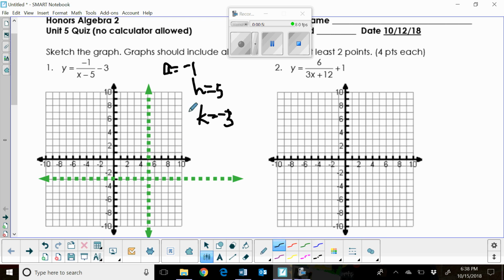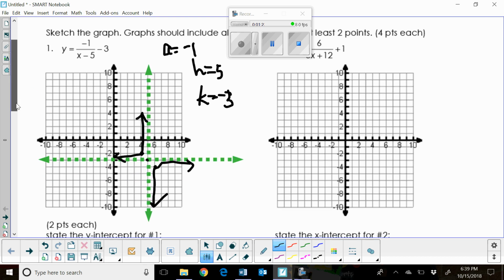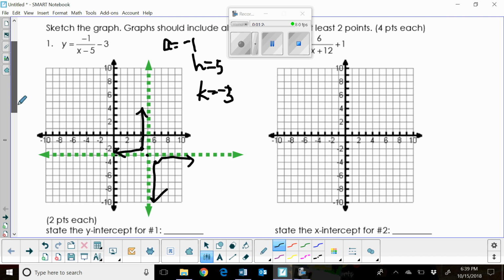Since A is -1, I'm going to count from my center point just like I would a slope, down 1 over 1. And then I would go in the opposite direction to get the other branch. And right here, I have a little sketch. I know that my parent function, the rational function, has a branch on opposite sides of the asymptotes. And there's my graph.